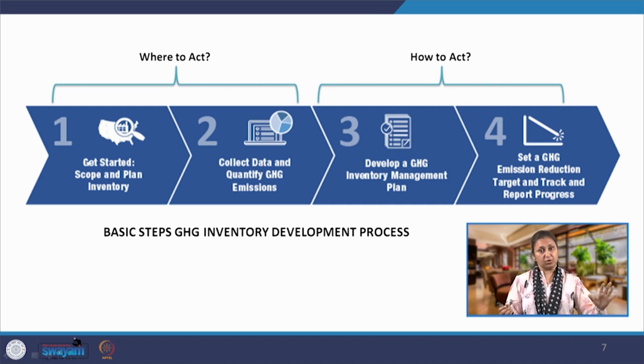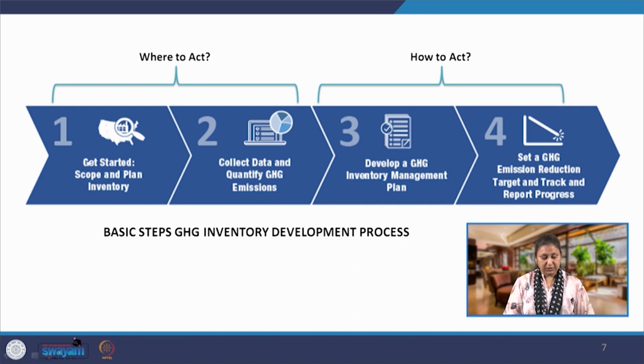So, we already know what the boundary is, what the inventories within that are, and we have collected the data related to these inventories. This is where to act, and how to act. Once we have the data and the inventories in place, we will know how to manage those inventories, and then we set a GHG emission reduction target. So, from the baseline year which we had discussed to the target year, how much the reduction should be will come in step 4, once we know how to manage the inventory. So, these are the 4 basic steps.